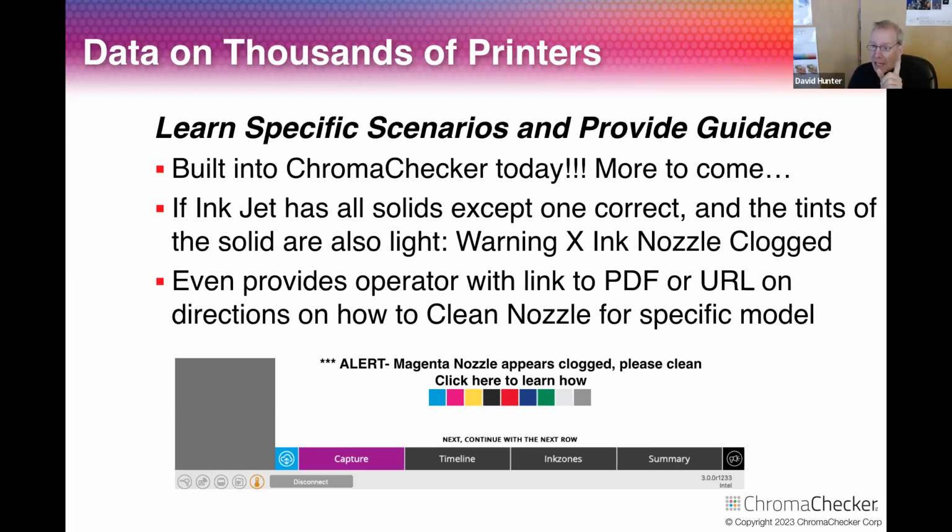So for instance, today, we have this active. I don't know if any of you guys have ever seen this, but if the color bar that you've printed out of your inkjet printer has three of the solids at the right densities, and the tints of those solids at the right densities, but one of the solids is light and all its tints are light, ChromaChecker will submit a message to the operator saying, alert, whichever nozzle, in this case, the magenta nozzle appears clogged, please clean the nozzle, clean the head.